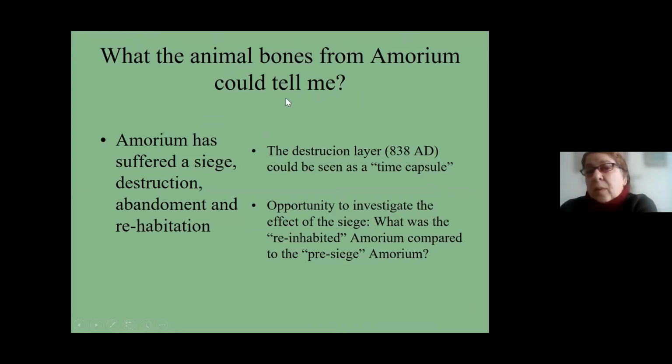What the bones from Amorium could tell me. I have centered my question around this siege. We have a siege, destruction, abandonment, and rehabilitation. So for me, the destruction layer is a sort of time capsule. We are talking about the actual destruction layer, the bones that I will talk about for this period, the 9th century AD, in the burnt layer, when the city was burnt by the Arabs.